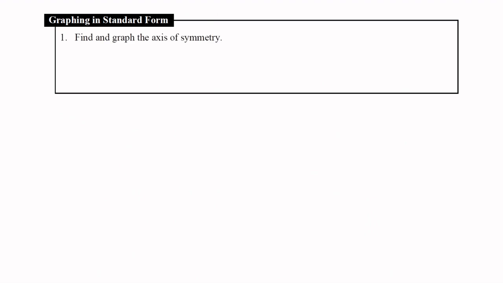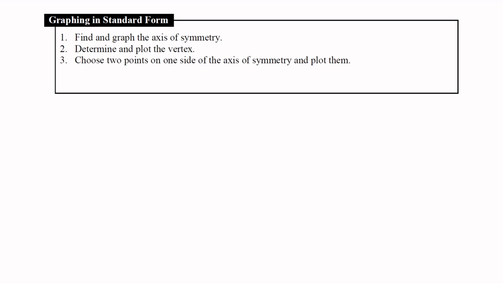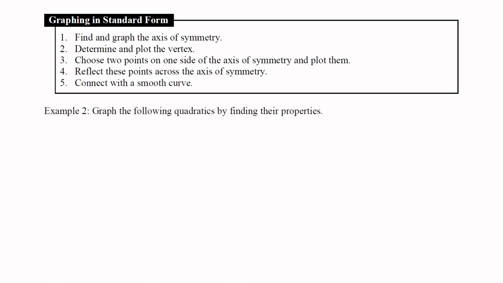To graph in standard form, you're going to find and graph the axis of symmetry, determine and plot the vertex, choose 2 points on one side of the axis of symmetry and plot them, reflect these points across the axis of symmetry, and connect with a smooth curve. So, let's find the properties for this one. The axis of symmetry is negative b over 2a, so we plug in b and a and get 2.